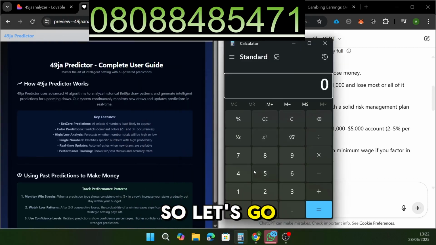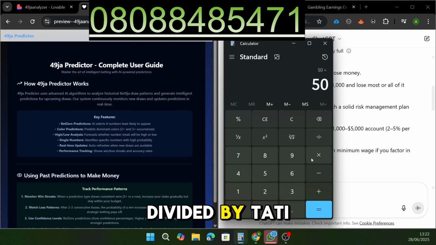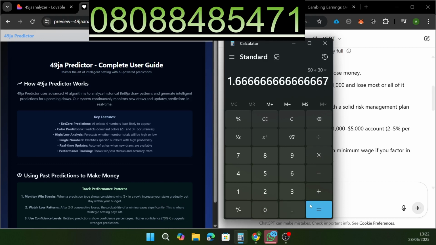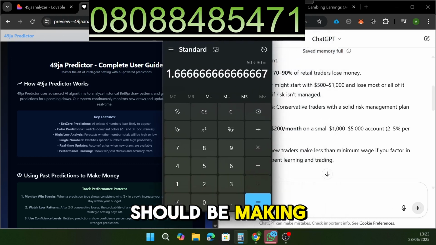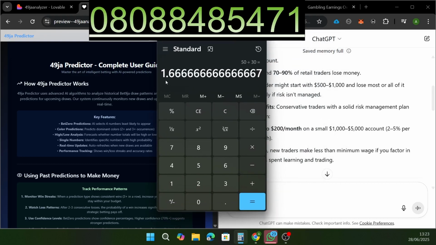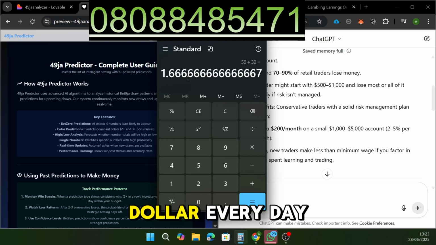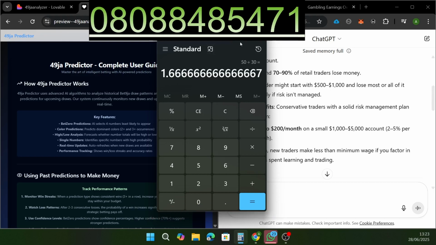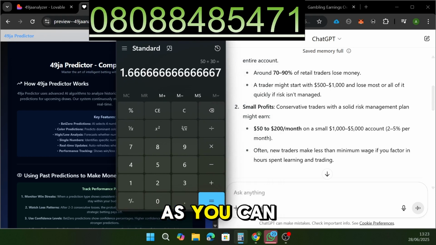So $50 divided by 30. Am I right? Yes, okay, I'm right. So this is the amount I should be making every day. I should be making $1.6 every day to make $50 in a month. As you can see, very easy.